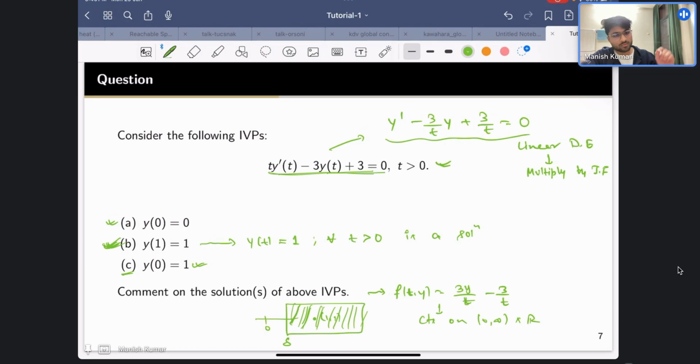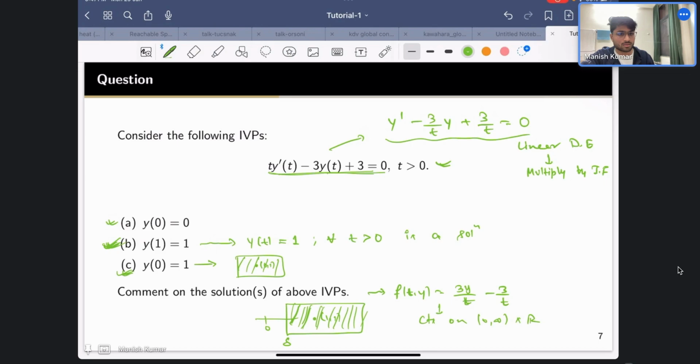So Peano's theorem will tell you when the solution exists. This is a sufficient condition, it is not a necessary condition. If this hypothesis does not hold, that does not mean the solution will not exist. As in the C part, we saw that the hypothesis is not satisfied: if you take any neighborhood of 0 comma 1, the function is not continuous, but still it admits a solution. In fact, it admits infinitely many solutions.